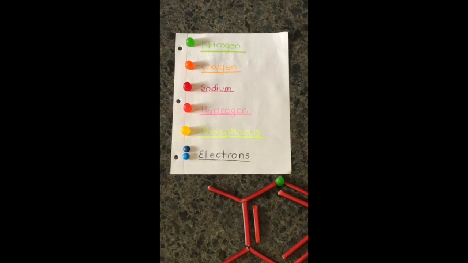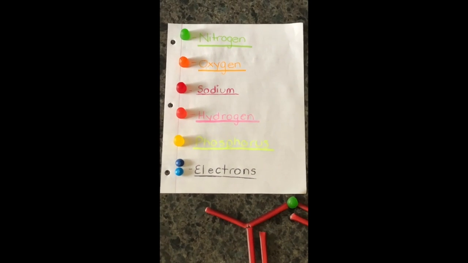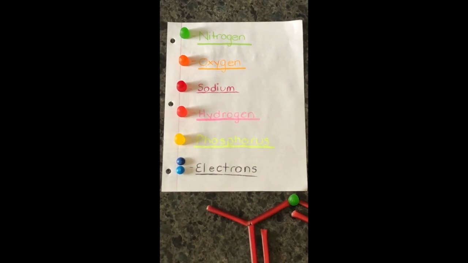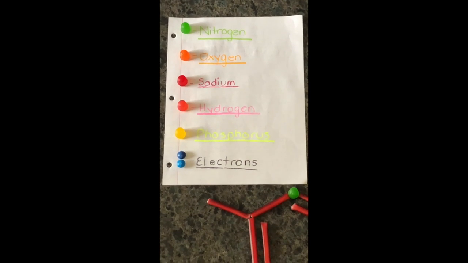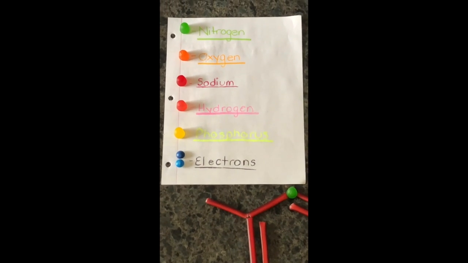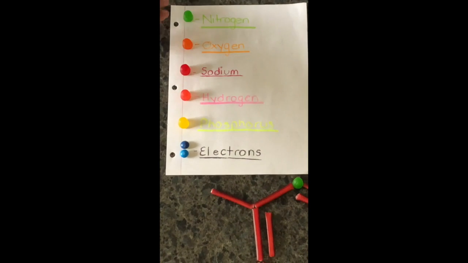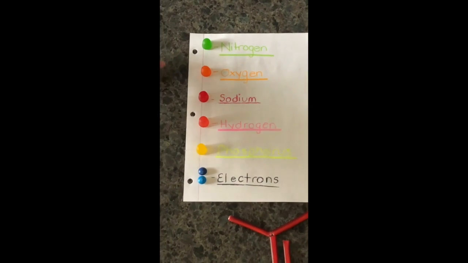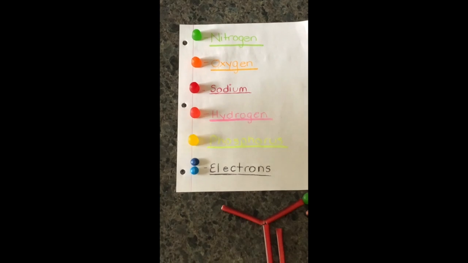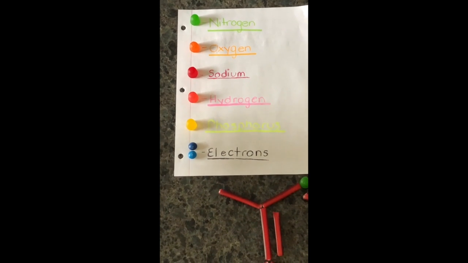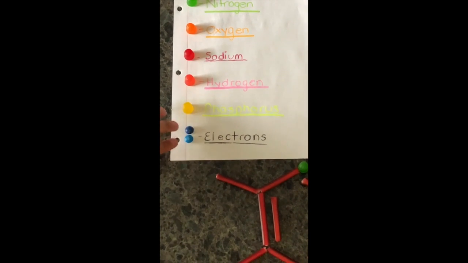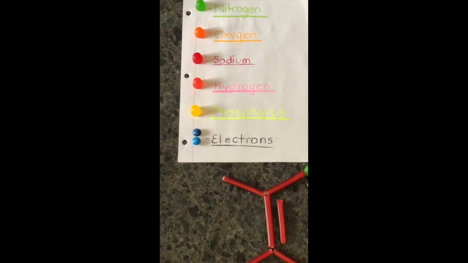All right, so the first mechanism of our experiment is a Wittig-Horner reaction. Before we can show you our candies, we've got to show you what they are. So green is for nitrogen, orange for oxygen, red for sodium, pink for hydrogen, yellow for phosphorus, and these Skittles are going to be our electrons.